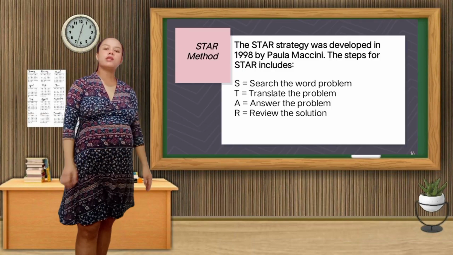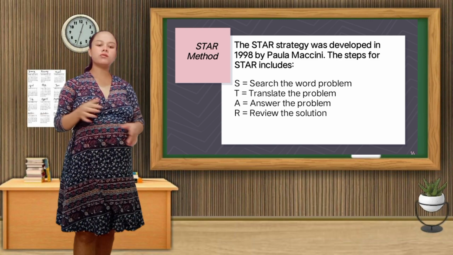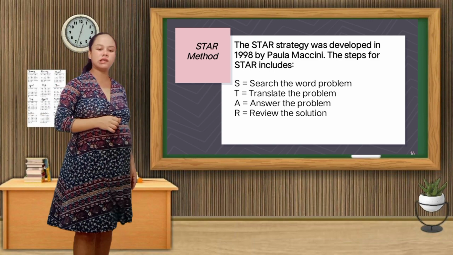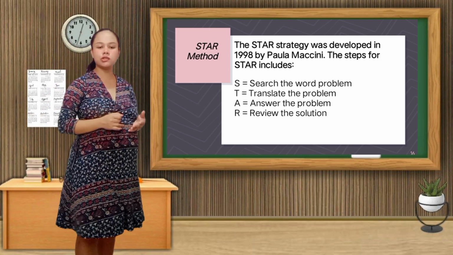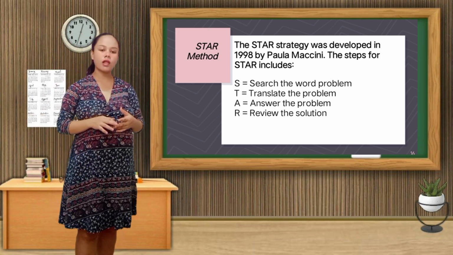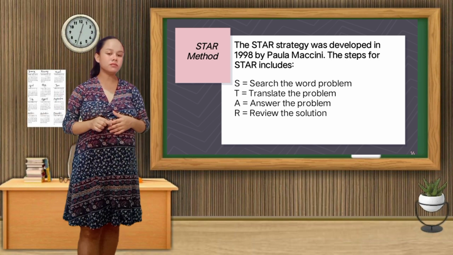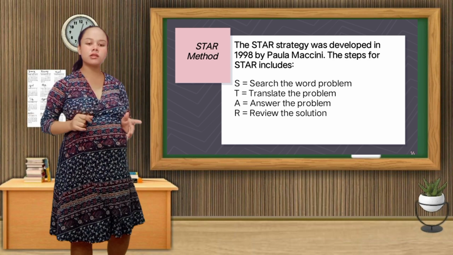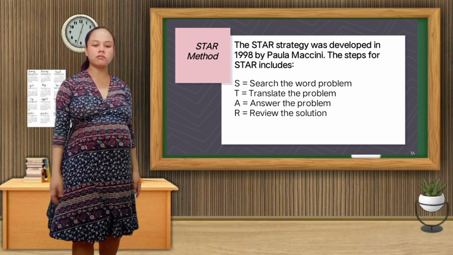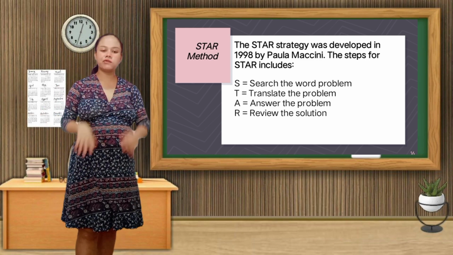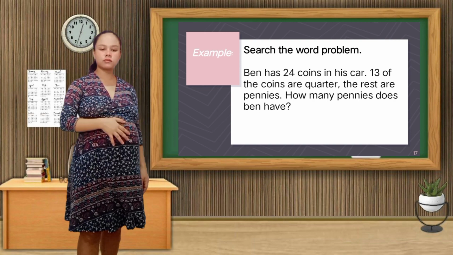So the next method is the STAR strategy. It was developed by Paola Macchini. So the steps for the STAR strategy include: S is for search the word problem, T is to translate the problem, A is to answer the problem, and R is to review the solution. So here is an example.